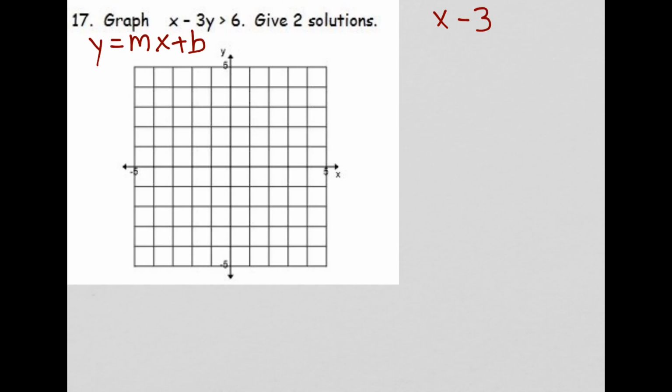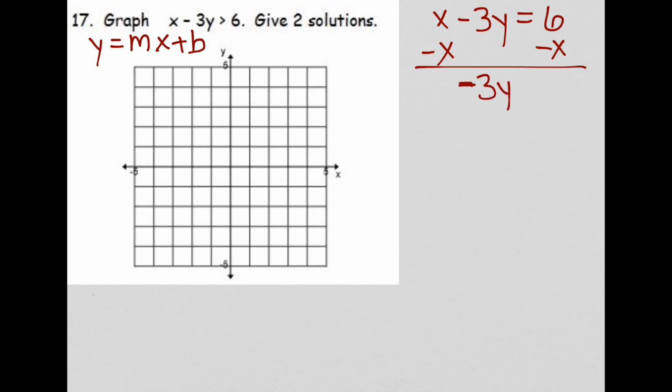And again, when you do this, my strong suggestion is to just drop the inequality, turn it into an equal sign, figure it out, and then at the very end, test a point back into your original inequality. That way, you don't have to worry about, wait, did I divide by a negative? Should I switch the sign around? None of that matters. So, let's isolate the y. We're going to subtract x from both sides. And that leaves me with negative 3y. Don't forget this negative, right?